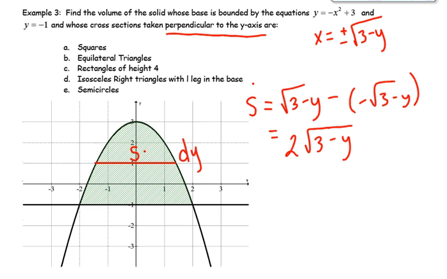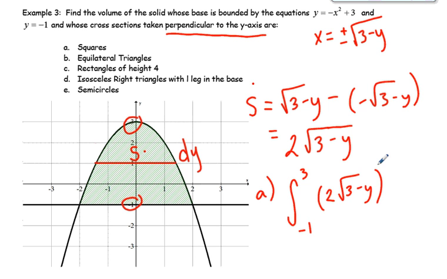All right, so we're going to do the same thing for part A as we did in example 2. So for part A, we want to find cross sections that are squares. So the volume is going to be then the integral. Now be careful here, we're taking with respect to y, so we have to take y values as our limits of integration. So that's going to be from -1 to 3 of our s, which is 2 square root of 3 minus y, that squared, and then dy.